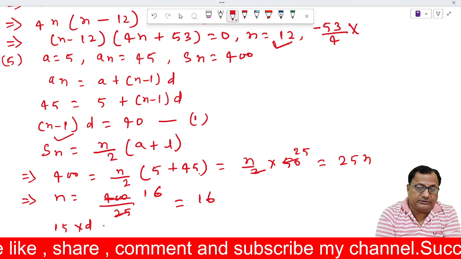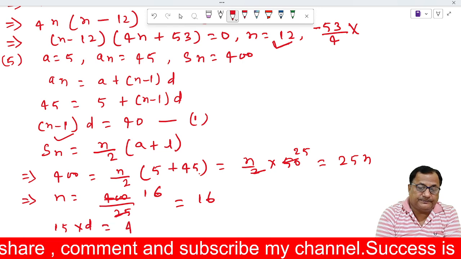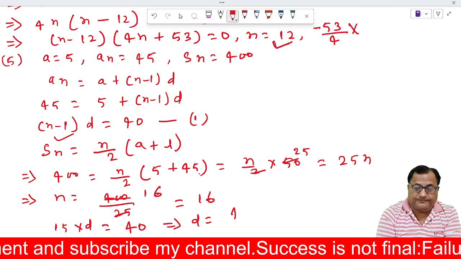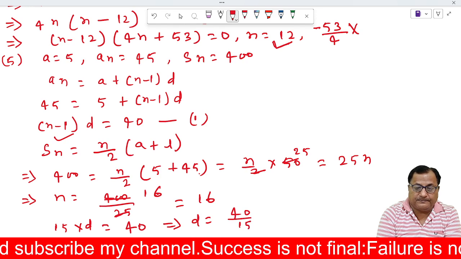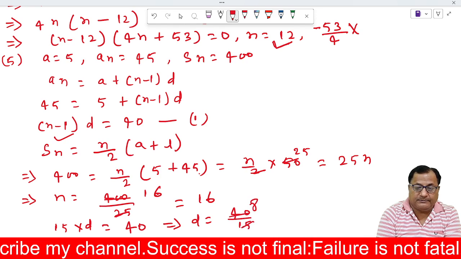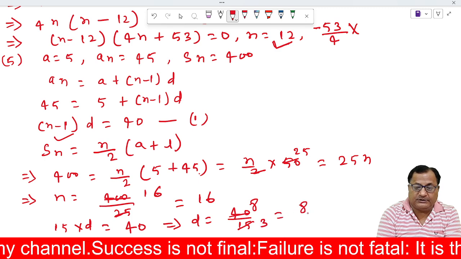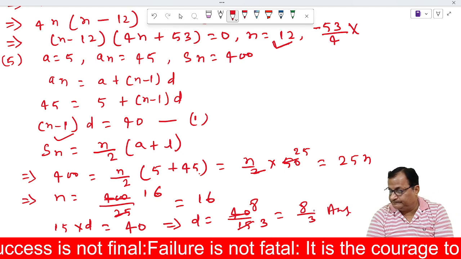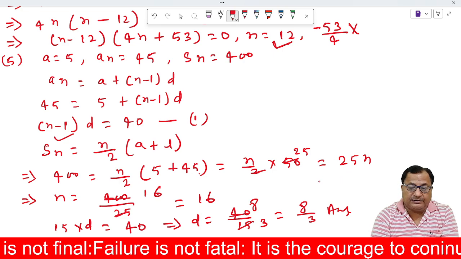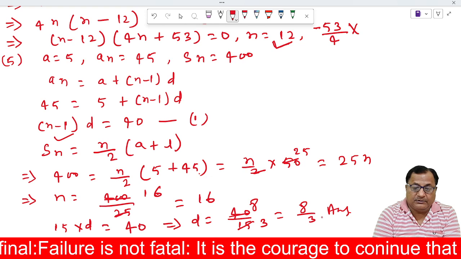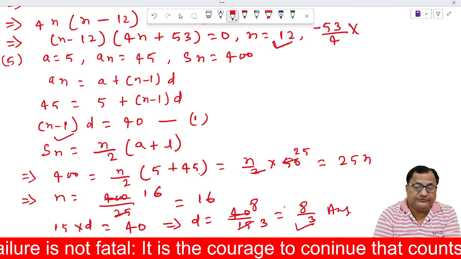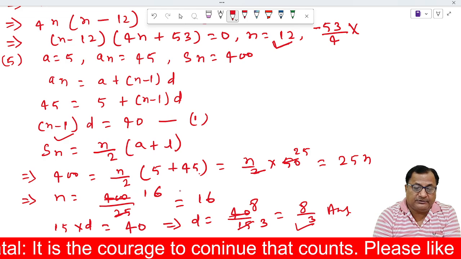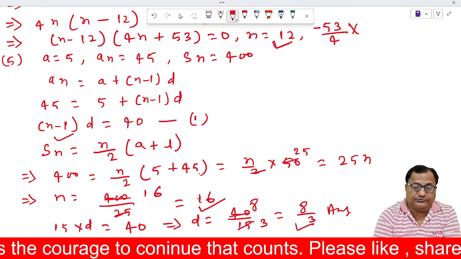15d is equal to 40. So d is equal to 40 by 15. 5 times 8 is 40, 5 times 3 is 15. Means 8 by 3. This is the answer. 8 by 3 is the common difference. And n, we have got 16. So these two are the answers.